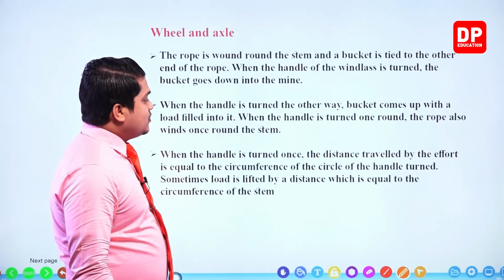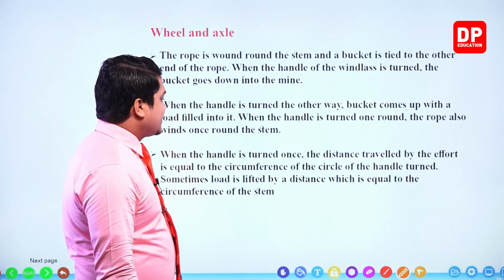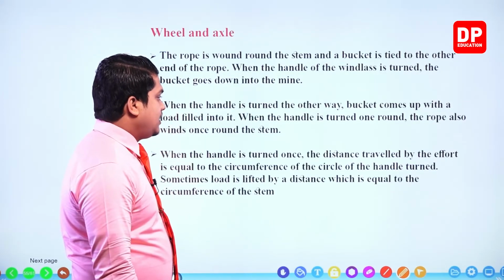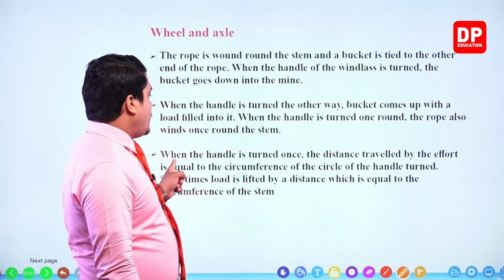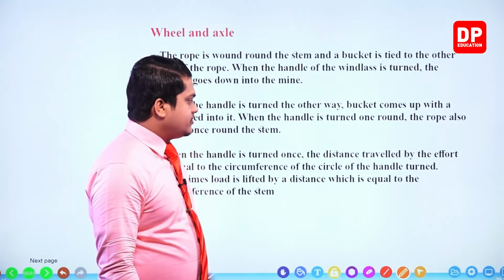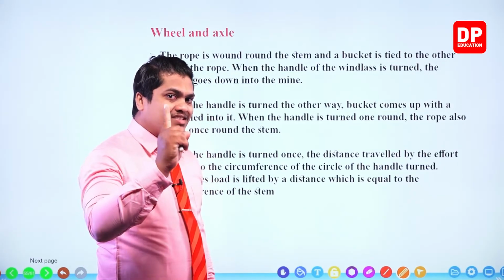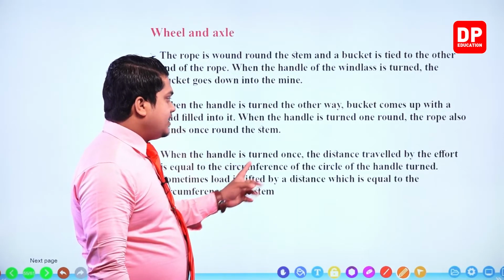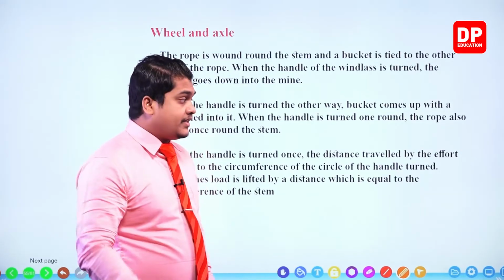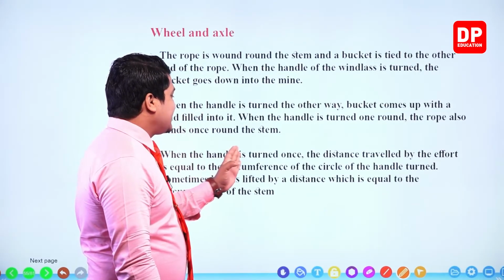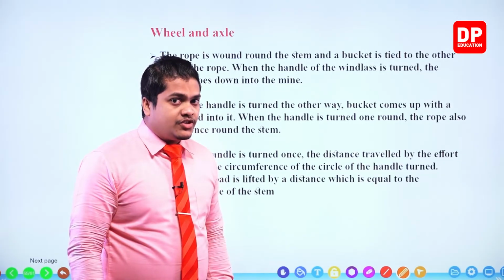When the handle is turned once, the distance traveled by the effort is equal to the circumference of the circle of the handle turned. Exactly, no? When I turn the handle just once, that means just one cycle, then the distance traveled by the effort is equal to the circumference of the circle of the handle which turned.